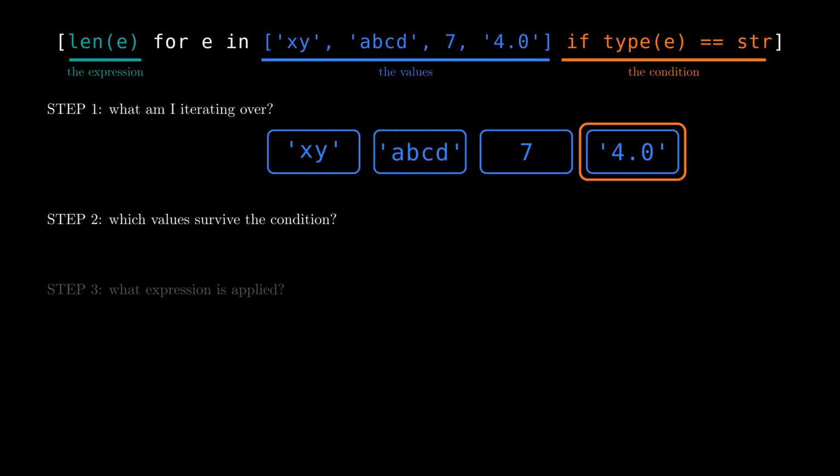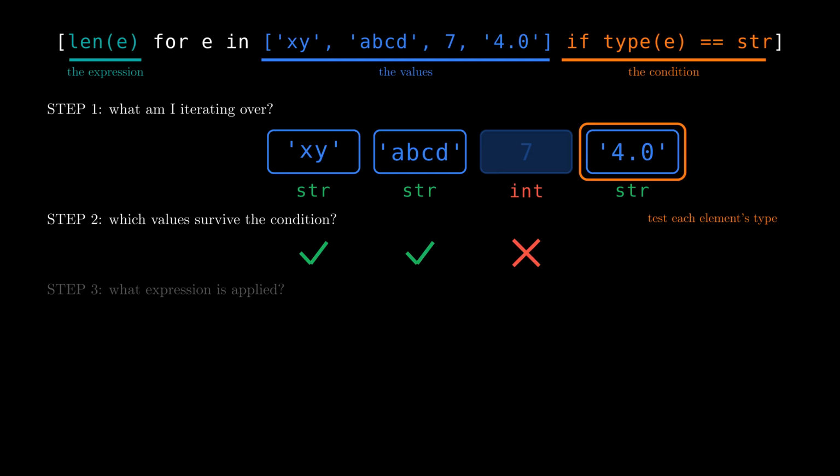Step 2. From that list, which values am I actually keeping based on the condition? Only the ones whose type is string. Is XY a string? Yes. Is ABCD? Yes. Is 7? No. 7 is an integer, so it gets thrown away. Is 4.0? It's in quotes, so yes. 3 elements survive.